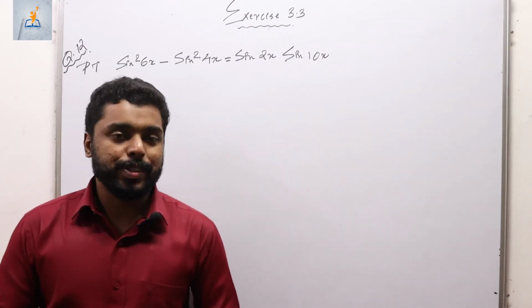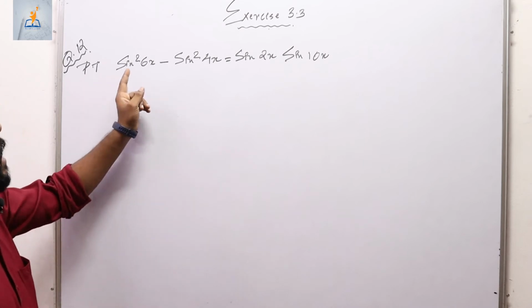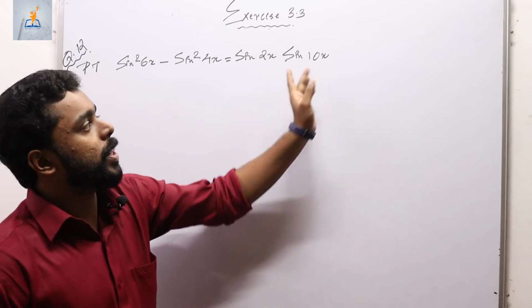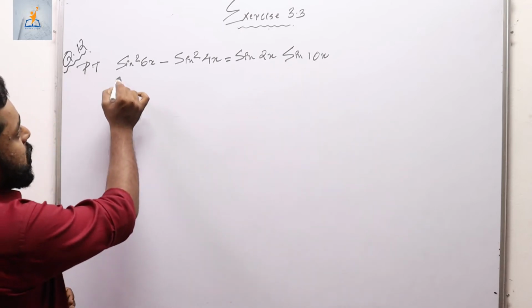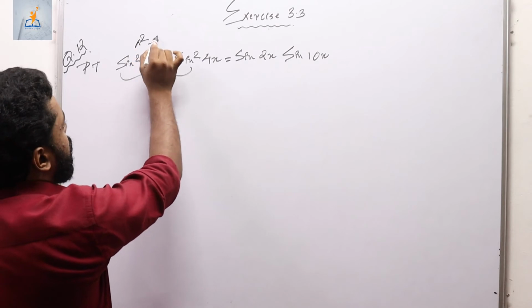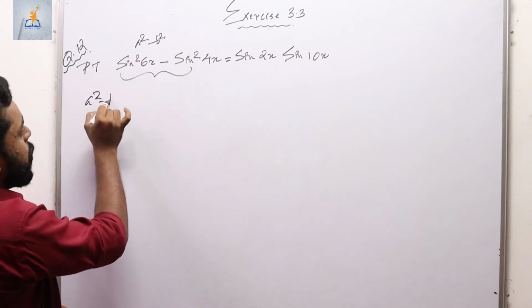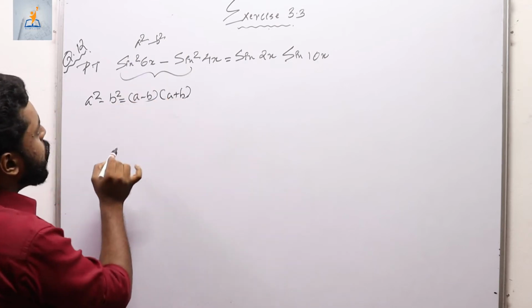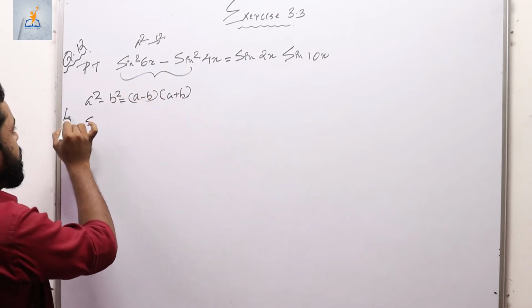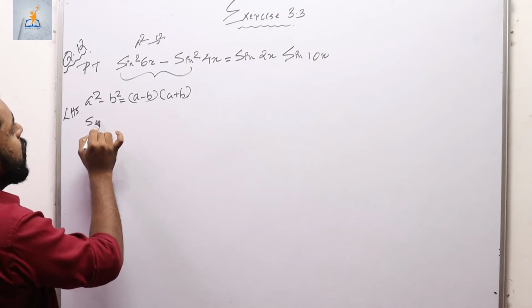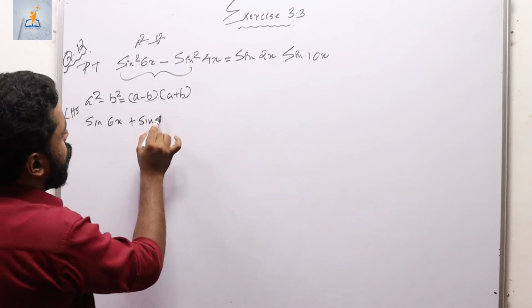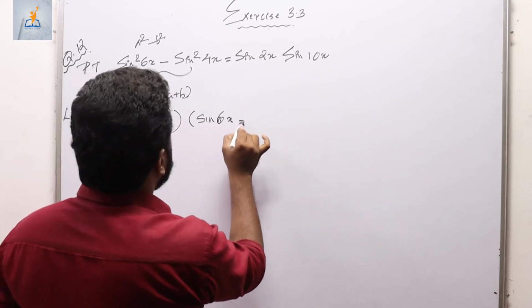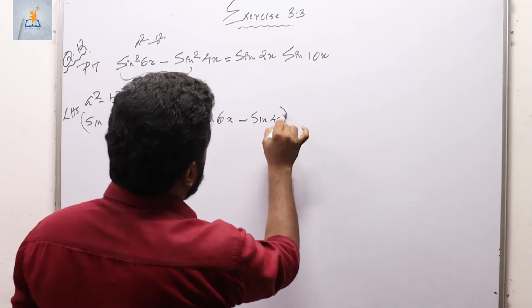Coming on to the 12th question, the question is: prove that sine square 6x minus sine square 4x is equal to sine 2x into sine 10x. It's very easy because, as you can see, it is of the form a square minus b square. We know that a square minus b square is nothing but (a minus b) into (a plus b). By using that identity, we can split the LHS as (sine 6x plus sine 4x) into (sine 6x minus sine 4x). Okay, let it be there.